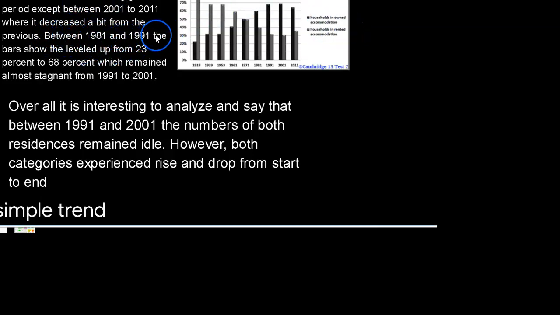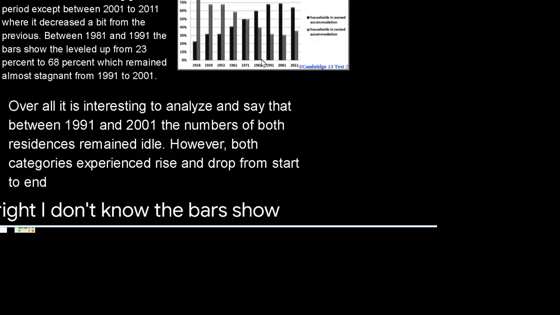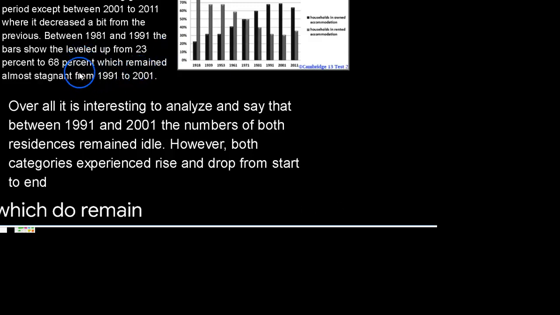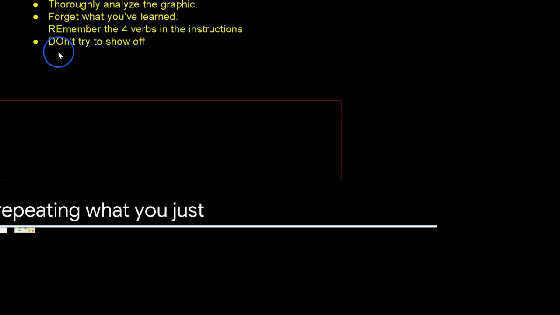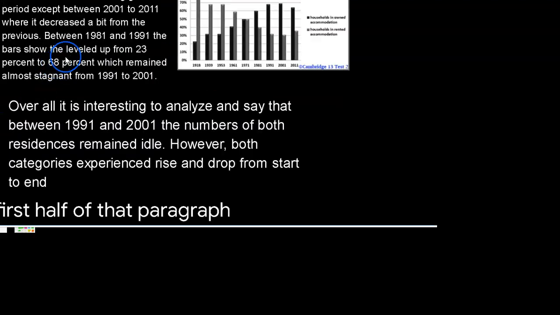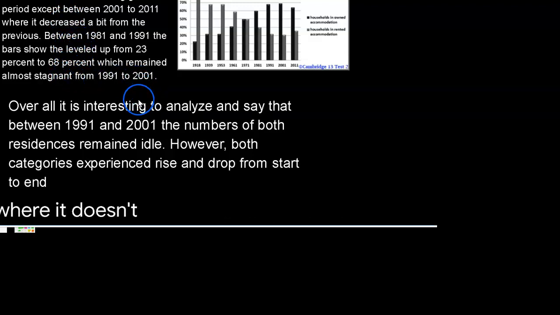Between 1981 and 1991, again, you meant to say 1918, right? I don't know. The bars showed leveled up from 23% to 68%, which remained almost stagnant. So actually what you're doing here, you're just repeating what you just said in the first half of that paragraph. Okay? Yeah, if we look at, everything goes up except for a little bit where it doesn't. Here, everything goes up except for a little bit where it doesn't.